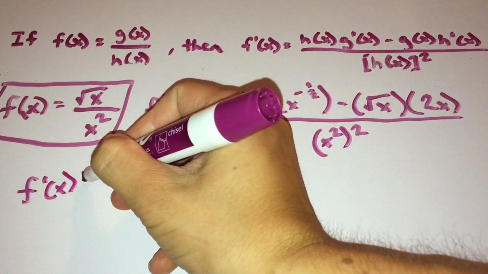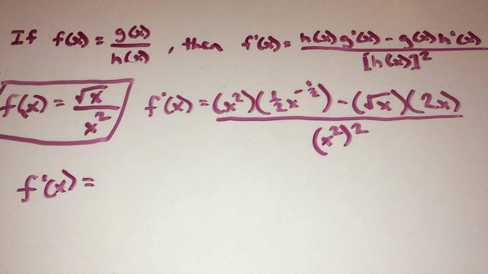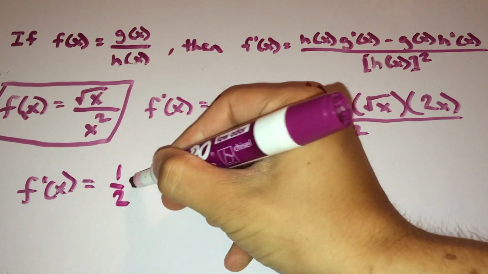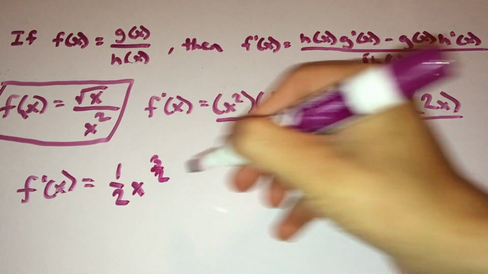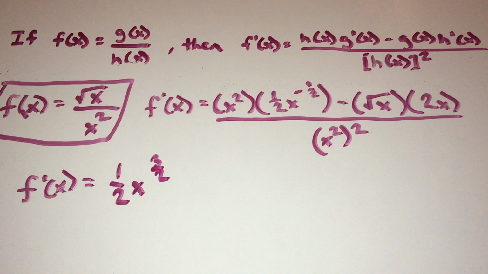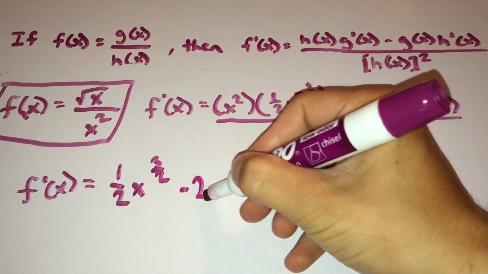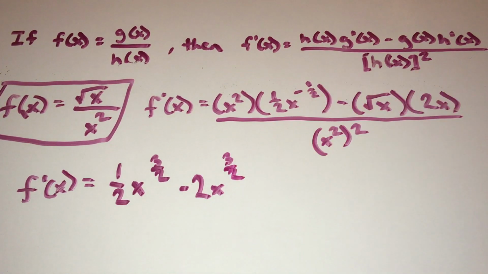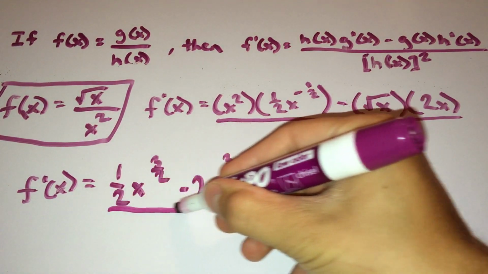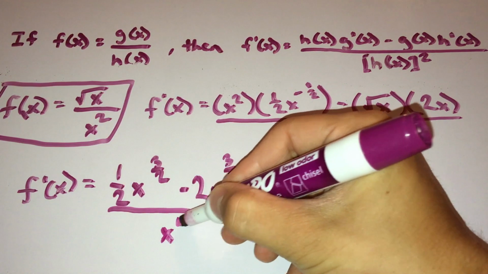And this will simplify to 1/2 x, and then we'll add our powers together, so 2 plus -1/2, so that's the same as 2 minus 1/2, which is 3/2, and then minus, then we can imagine a 1/2 power instead of the square root on that x, and we'll multiply those two together, and that will give us 2x to the 3/2 power, because we add 1 plus 1/2, that will give us 3/2. Then all divided by x to the 4th.